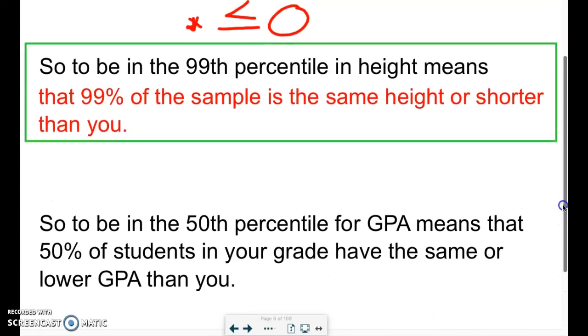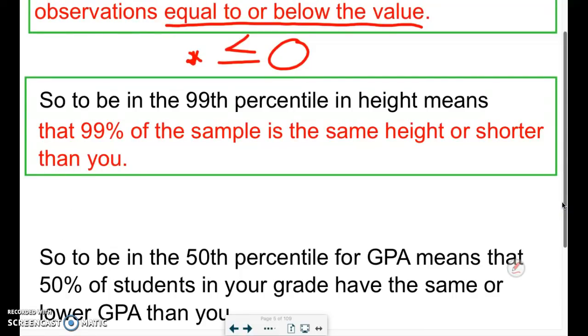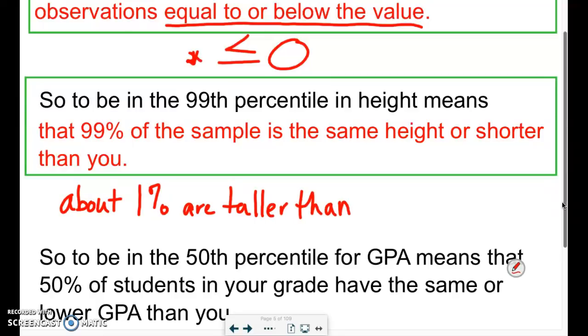Just a little extra added here. Okay, so this means if you're in the 99th percentile, that means 99% of the sample is the same height or shorter than you. Okay? So that means that about 1% are taller than you. And that would be the people in the sample space that got their heights measured as well.